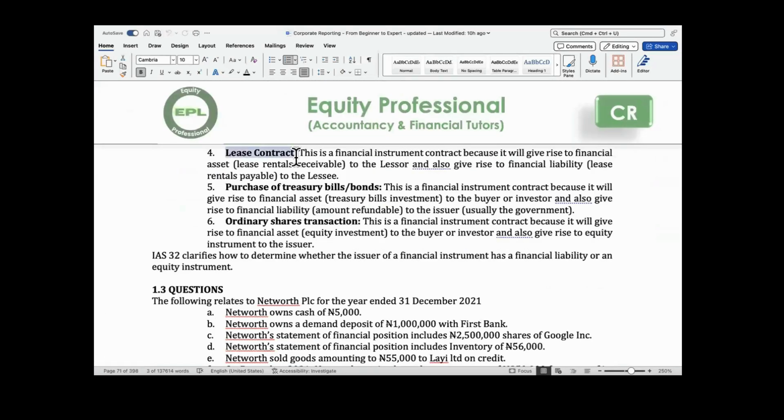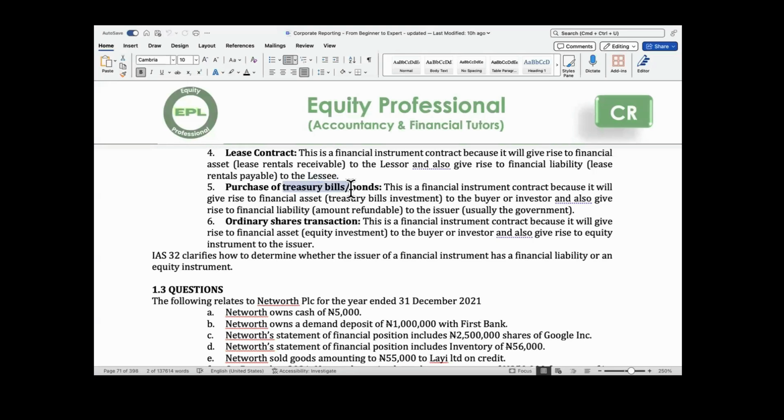Lease contract, it also gives rise to a financial asset to the lessor that has a lease receivable. He has an investment in the lease. And a financial liability to the lessee because he has an obligation to deliver cash. The same thing with treasury bills.